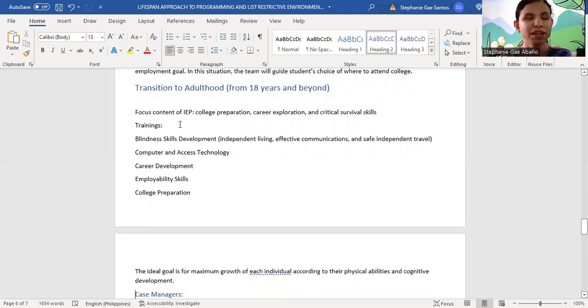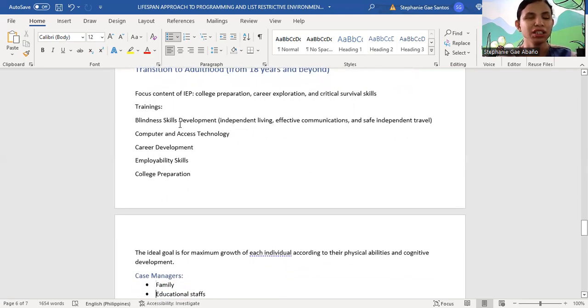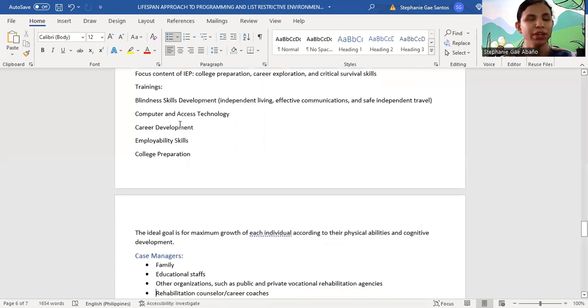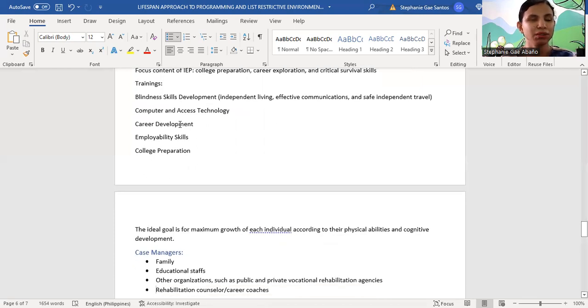We have the family, educational staff, and other organizations such as private and public centers offering vocational and rehabilitation training in terms of the different skills of the child that they can enhance and develop, and in terms of their interest. And we have the rehabilitation counselor or career coaches.